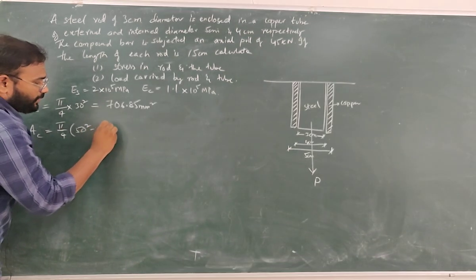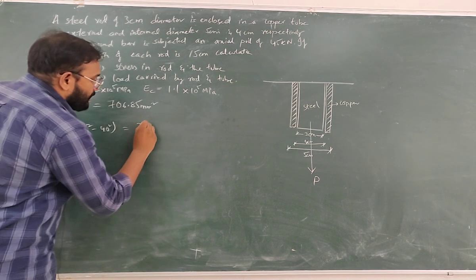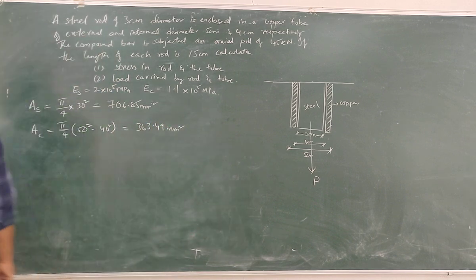minus 40 square. Copper tube is a hollow tube, so external diameter minus internal diameter. What is the answer? 363.49 mm square.